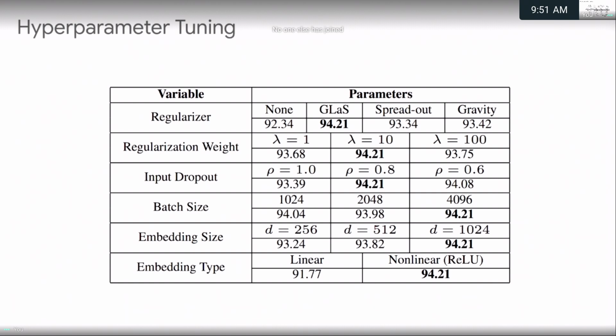Dropout in the neural network is a very good regularization technique. You can see that a moderate dropout helps. Batch size: the larger, the better. Embedding size: again, the larger the embedding size, the better the performance. And of course, for embedding type, we can have a linear embedding or a nonlinear embedding, but nonlinear embedding with ReLU activation actually helps us a lot.